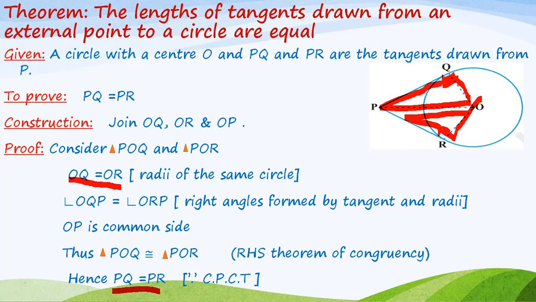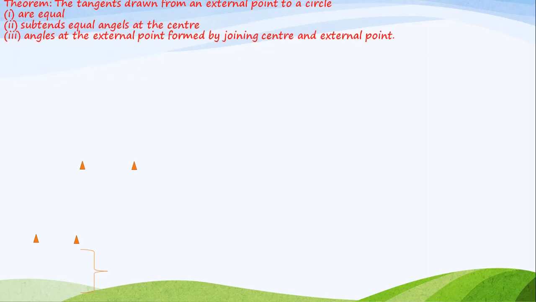Okay, we go to the next theorem. This is also the same theorem, just we discuss it further. This theorem states that tangents drawn from an external point to a circle are equal. This is the first case. The second one: they subtend equal angles at the center, and the third: they subtend equal angles at the external point. This means this theorem has three cases.